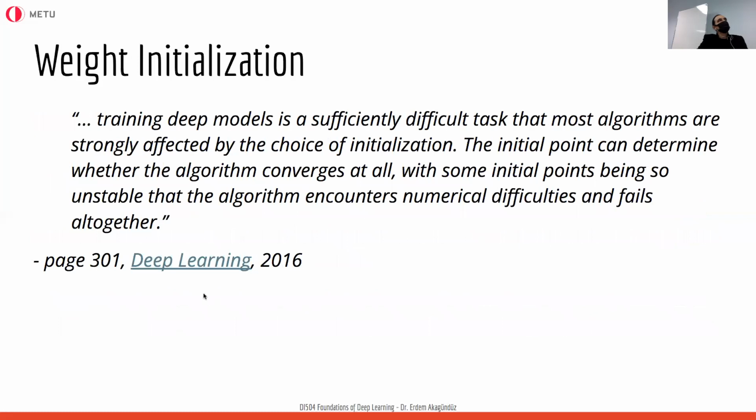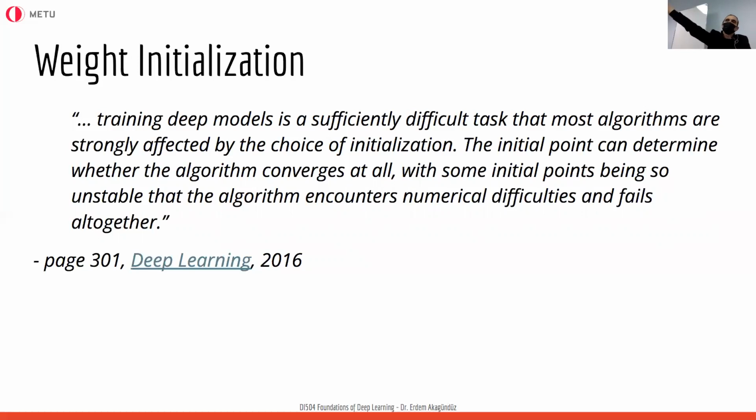So this is from Deep Learning. This is the only textbook that I've provided, remember, Goodfellow's Deep Learning. And what it says is, training deep models is a sufficiently difficult task, and the initial point is actually quite crucial. The initial point to determine is actually where the blind guy starts walking. You can see that, right? Because the blind guy trying to find its way is you trying to find the weights in the algorithm. So the starting point of the blind guy is very important.